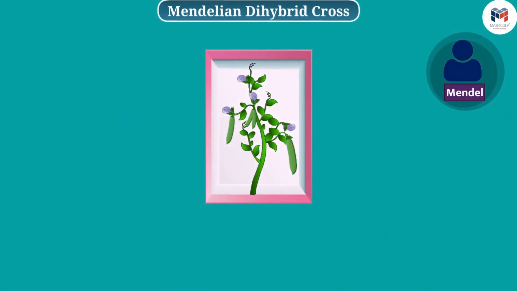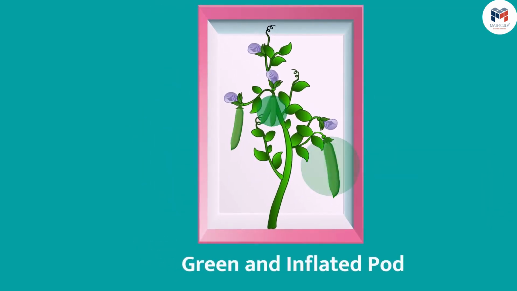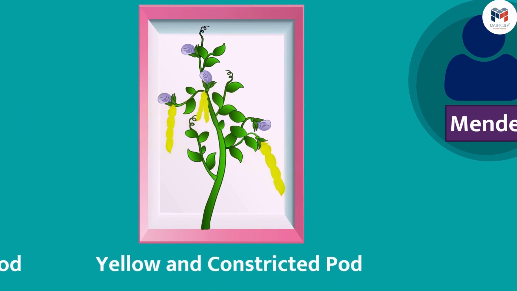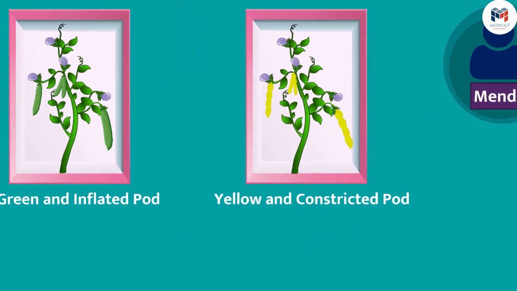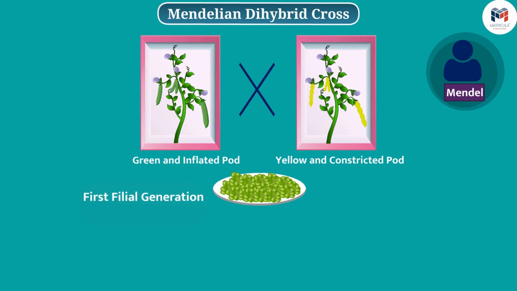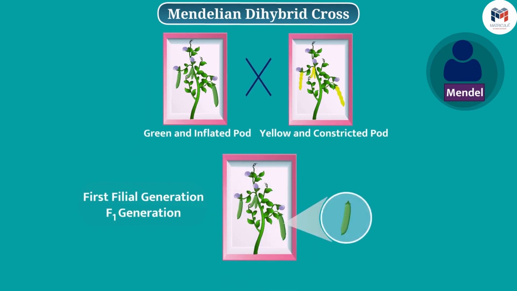In a dihybrid cross, Mendel selected two homozygous plants. In one, the pods were green in color and inflated, and in the second plant, pods were yellow in color and constricted. By crossing these, Mendel obtained seeds and grew the first filial generation, that is, F1 generation. The pods of all plants of this generation were green and inflated.